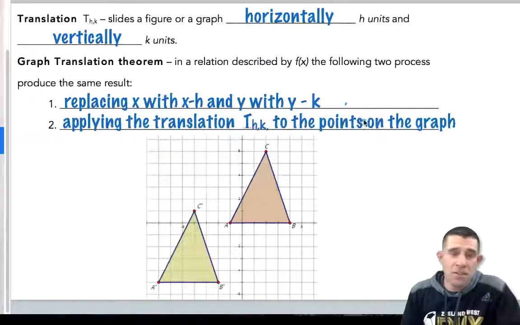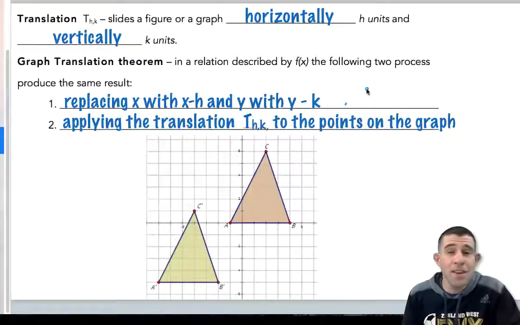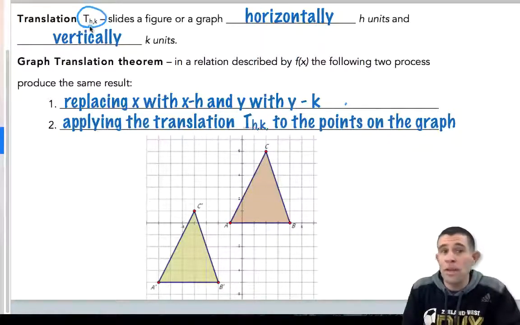Today we're taking a look at this thing called the graph translation theorem. Now, if you remember back to geometry, those were the days, a translation was simply a slide in the coordinate plane. There was a translation rule, and that rule told you to slide all the points in that figure horizontally h units and vertically k units.